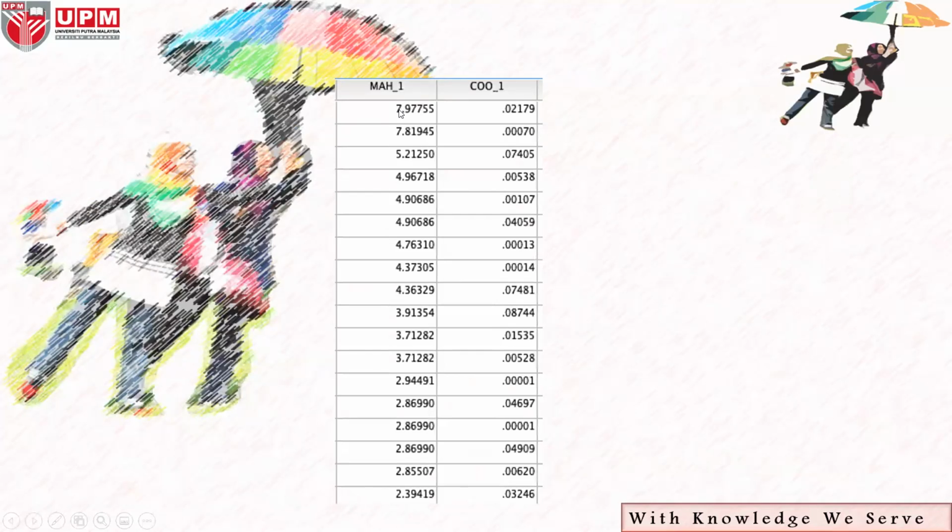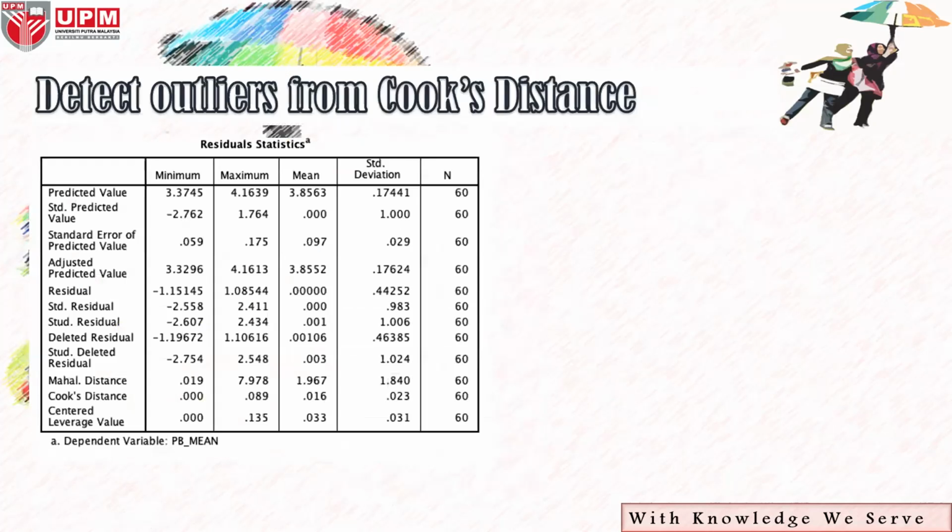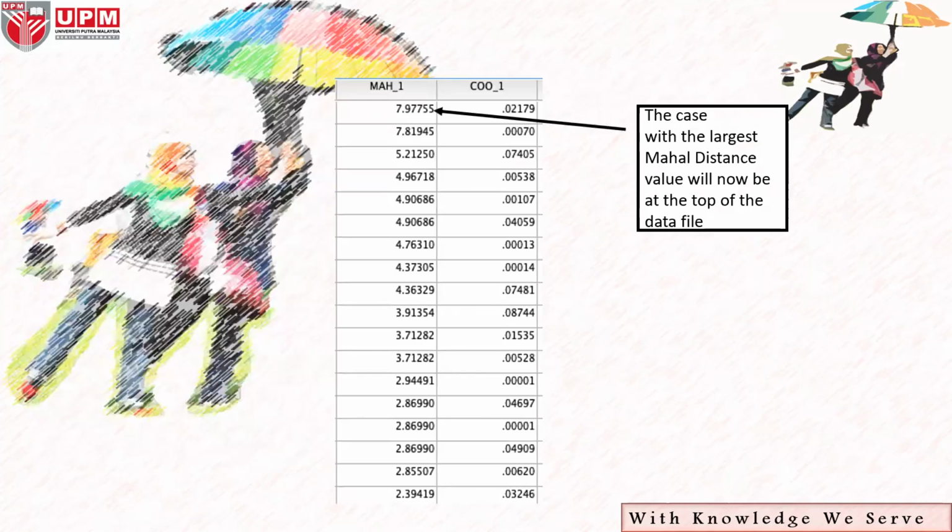So the largest is 7.97755. So sama je sebenarnya daripada summary tadi. Okay, similar. Okay, so the case with the largest Mahalanobis distance value will now be at the top of the data file. Okay, senang je kan? Okay, clear? Any question?